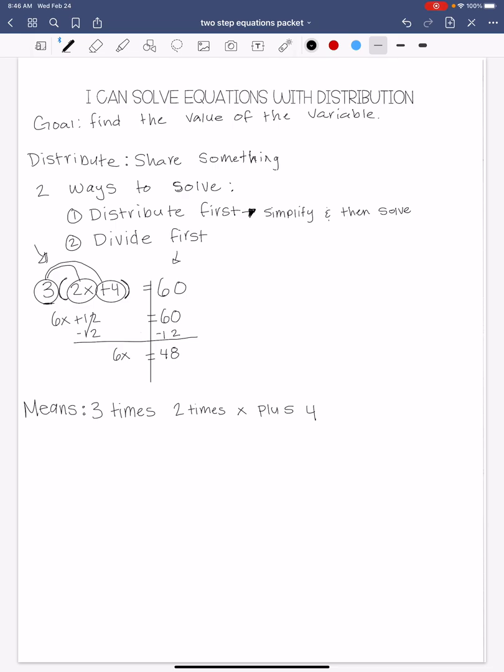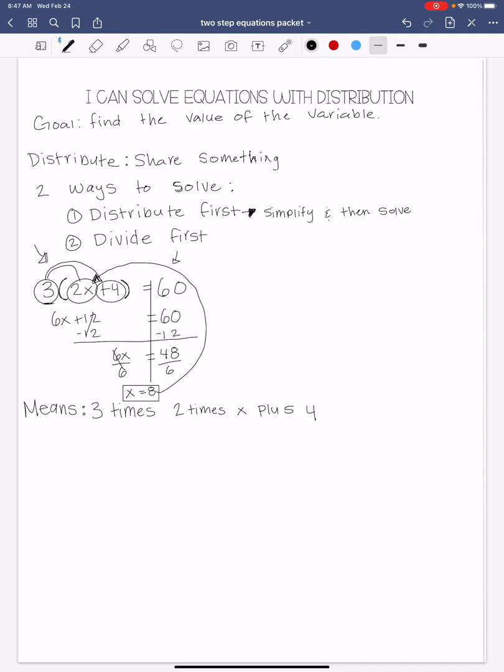If you don't know that, get a calculator. And now I have 6 times x. Well, to undo multiplication, I use division. I'm going to divide by 6 on both sides, and I get x equals 8. Remember, if I wasn't sure on that answer, I could always evaluate, and I could plug this 8 back in and then work through the problem to see if it's correct.